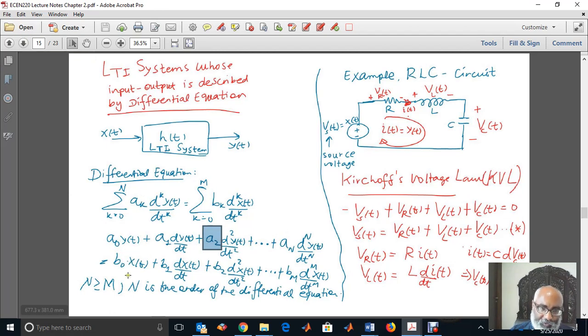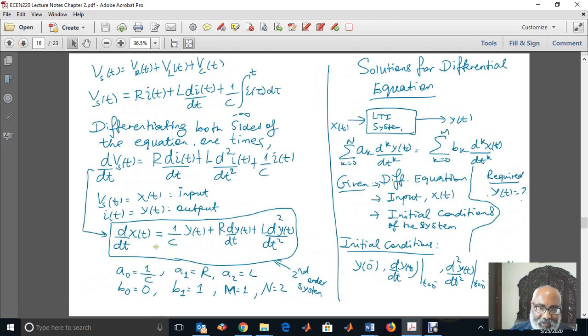And for B is also the same. B0 is the coefficient of x of t, B1 is the coefficient of dx by dt. And by comparing with the general form, we have A0 = 1/3, A1 = R, A2 = L, B0 = 0, B1 = 1, M1 and 2.